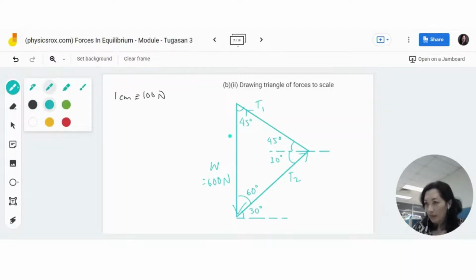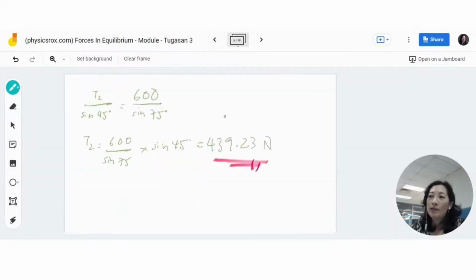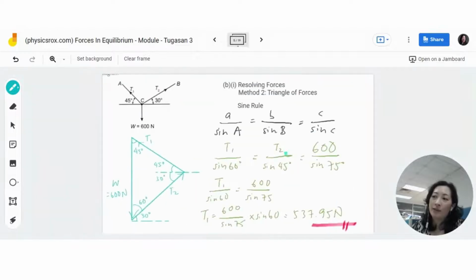Now you're not going to get decimals obviously because it's drawing, and if you measure this out, you should get about 5.4 centimeters for T1. So 5.4 times 100 gives you 540 Newton. T2, you'll get about 4.4 centimeters. So using the conversion, you will get 440 Newton. So it's close to the values as you can see, which means that, yeah, you got it right.